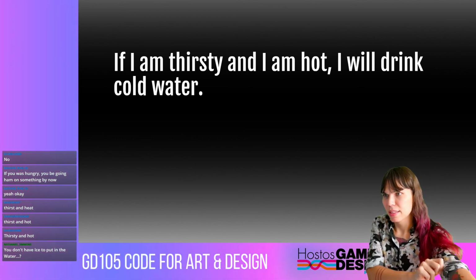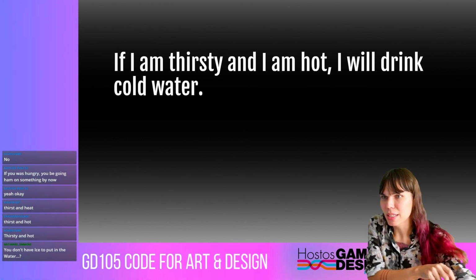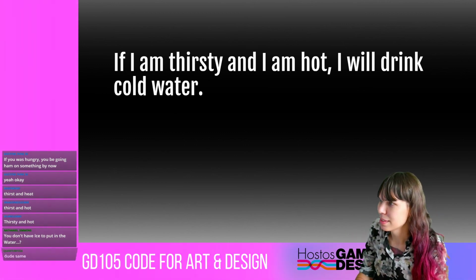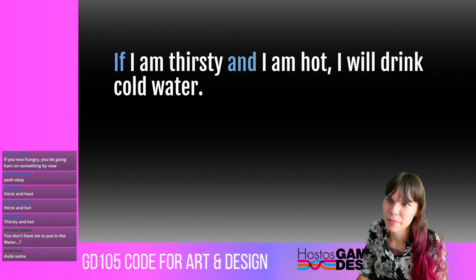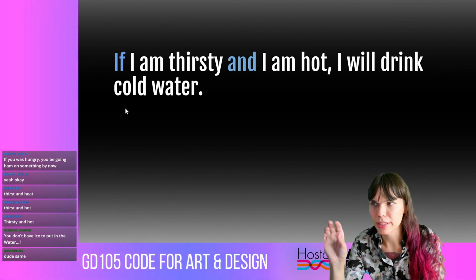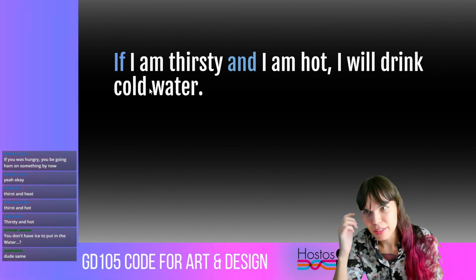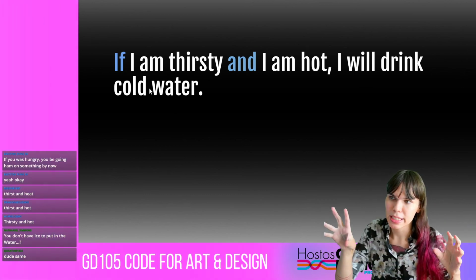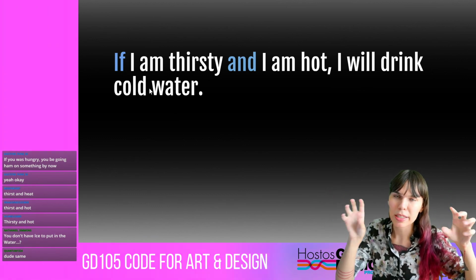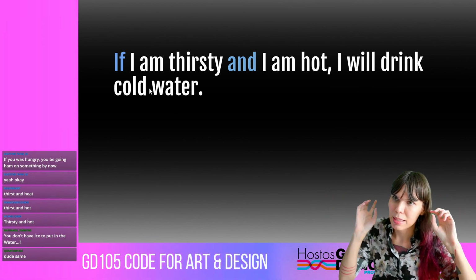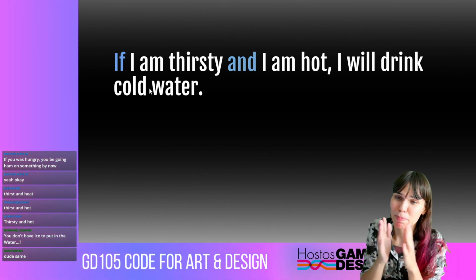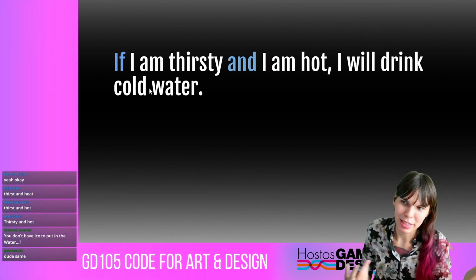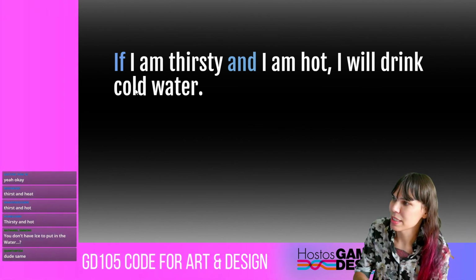So like we said, in order for us to drink cold water, both of those conditions must be met. We must be thirsty and we must be hot. And so we can see that the keywords here in terms of the structure are if and and. So if is proposing a conditional statement, right? And so we have the two conditions here. I am thirsty, I am hot. Either of those can be true or false. And by saying and, we know that they must both be true. So if they're not both true, then I will not drink cold water. So that thing will not happen. Both of those things must be true.